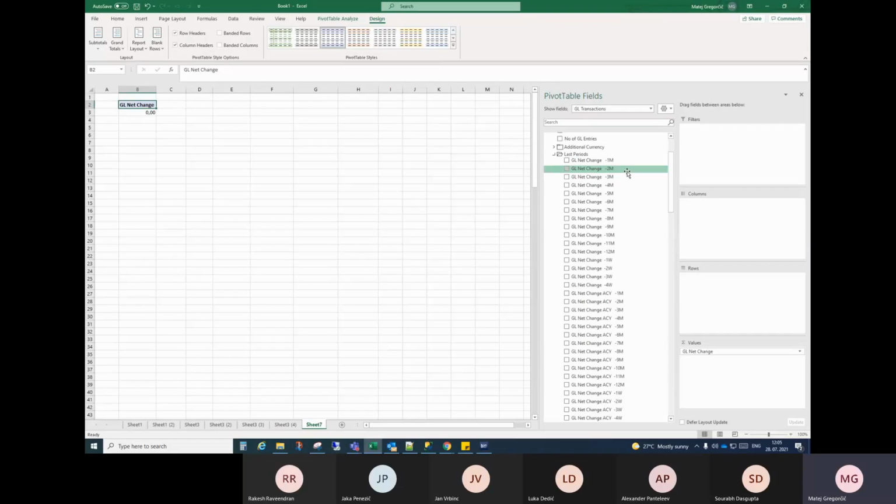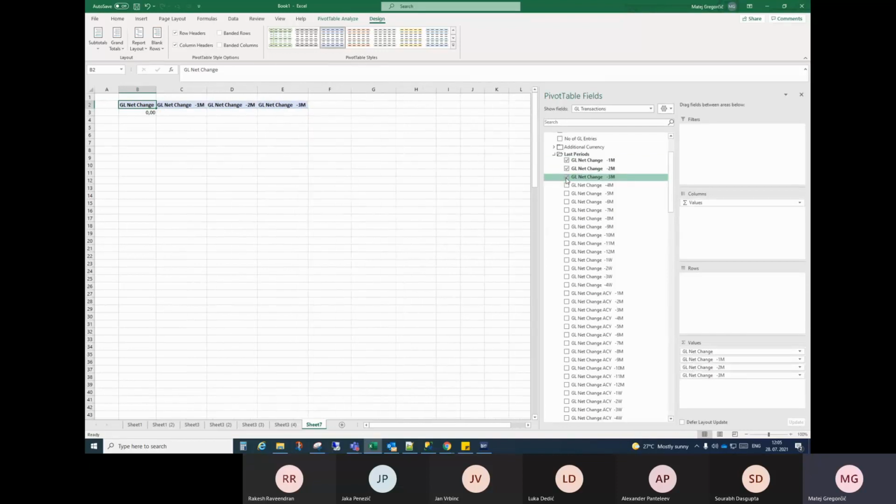So what do we do on last periods? Based on the date that is currently selected, we will calculate each measure many times, but using a different, let's say, filter. So this will be GL net change minus 1 month, minus 2 months, minus 3 months. Now you're asking yourself, why is nothing showing up here? This is because this is linked to the date dimension. So the date that you have defined in the report will be the base for these calculations. So whatever month you choose here, the last period will always show you the previous month of the selected month.